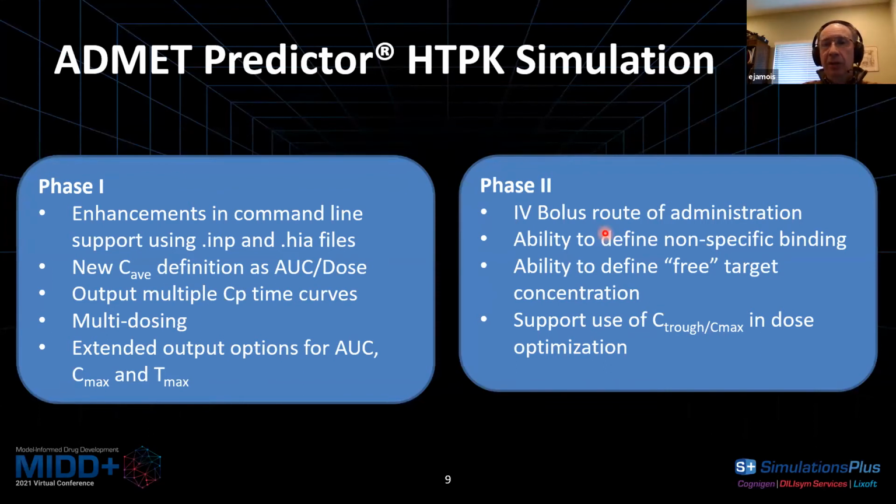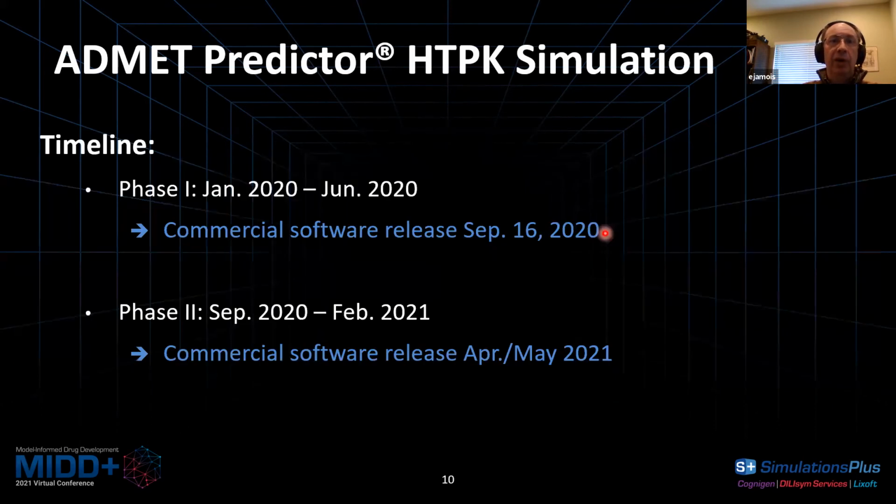and then the second phase going into a new route of administration, IV bolus, and then the ability to define non-specific binding, the ability to define free target concentration, and also, as David actually showed, the ability to use either Ctrough or Cmax in the dose optimization setting. So those are some of the flexibility that we can introduce in the software, and we're actually able to provide these enhancements to Admit Predictor users.